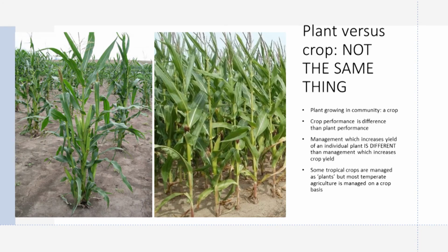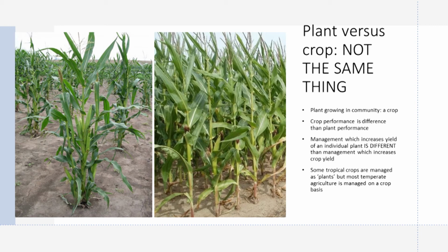I want to turn your attention to a very important distinction, which is when we assess plant performance versus crop performance. Now, a crop is the community of plants. And you might think, well, what's the difference between looking at per plant yield and yield on a crop level or per area basis? And it is huge, okay? Management decisions which can increase the yield of an individual plant are completely different than management practices that increase yield at the community level.